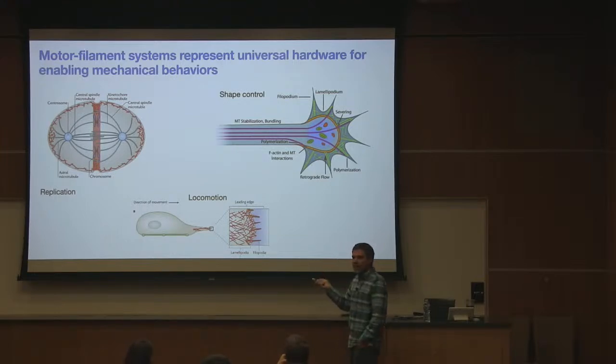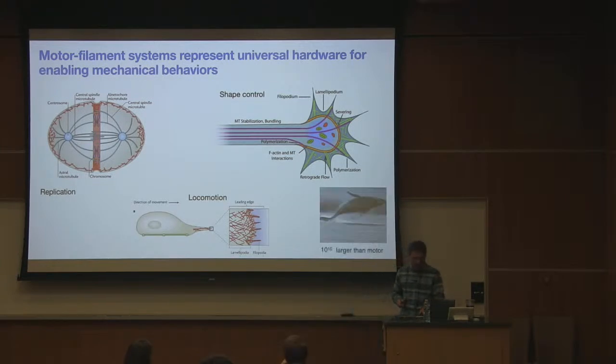And so a fascinating thing about eukaryotic cells, and actually prokaryotic cells as well, is that these motor filament systems really, I would argue, represent a fundamental hardware that achieves many, many different physical mechanical behaviors that are required for the cells to do all of the magical living programs of life.